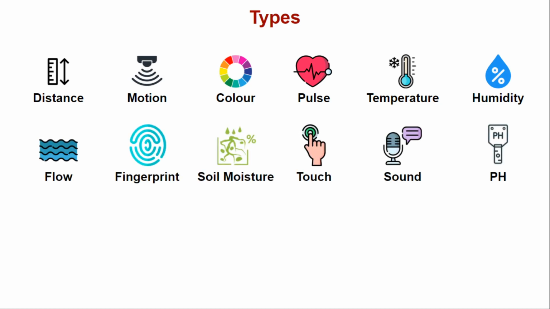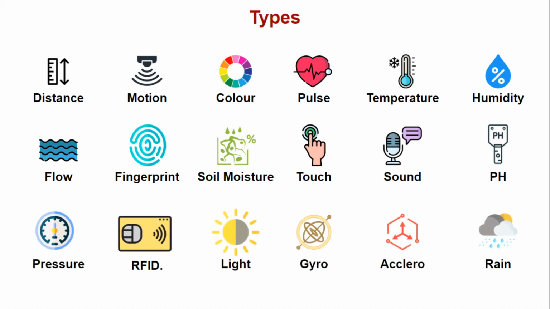You can see there is one more row which detects flow, fingerprint, soil moisture, and touch. It can be metal or capacitive. Then sound, whatever you are speaking, it will work according to decibels. Then you have pH, which will detect the pH of a solution. Now there is much more, like pressure, according to force pressure or atmospheric pressure. RFID, where it will detect a particular tag with an electronic chip. Then we have light, which is the LDR.